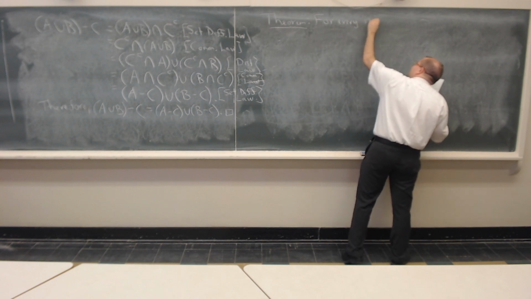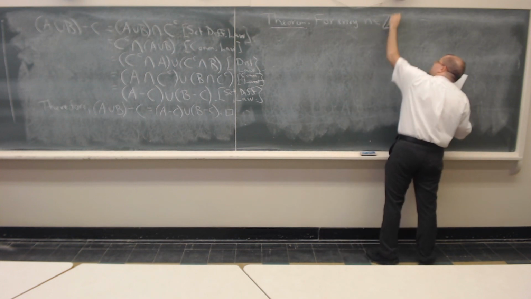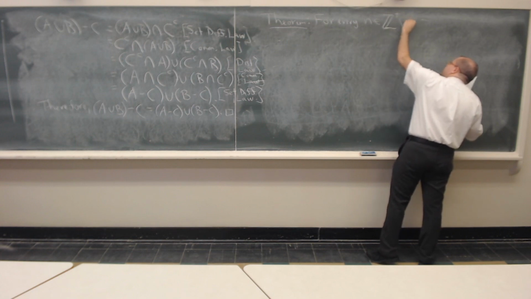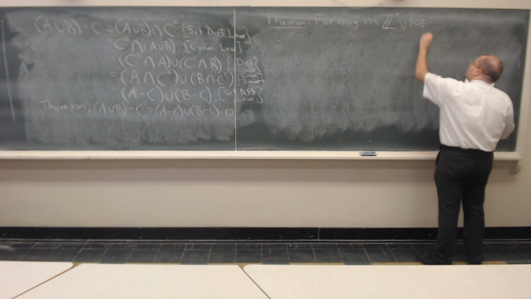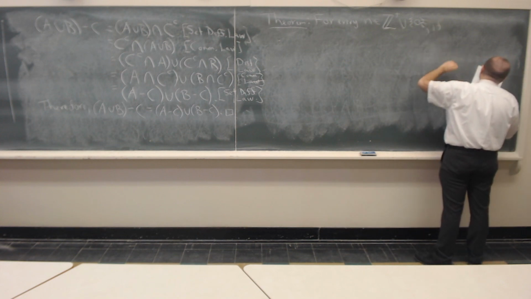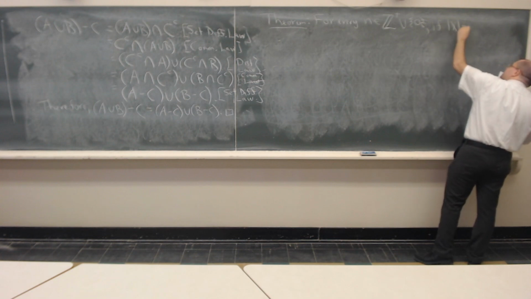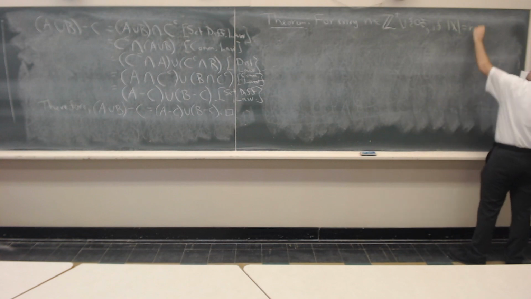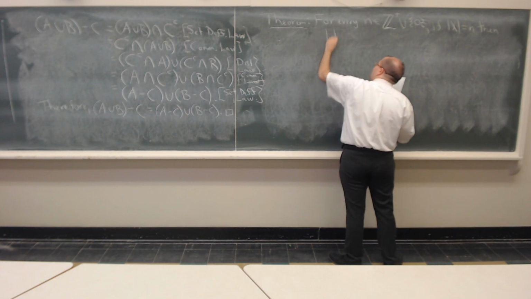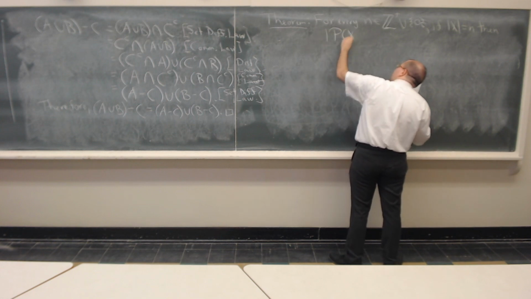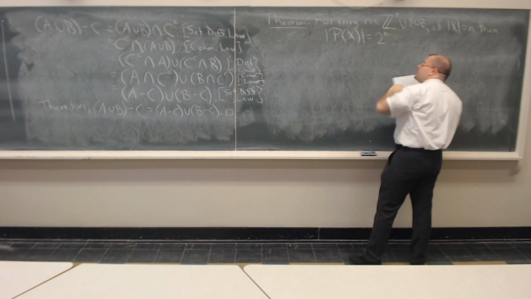So for every non-negative integer, which is just going to be the set of positive integers union 0, if the cardinality of a set X is equal to n, then the cardinality of the power set of X is equal to 2 to the power of n. That's what I'm going to prove for you right now.